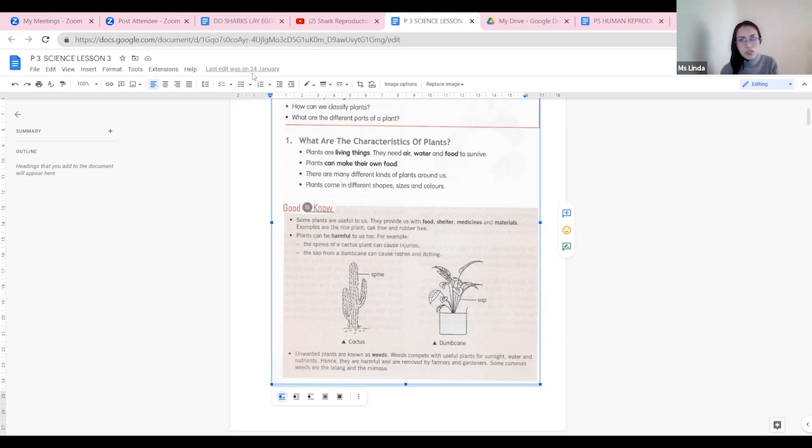Now the benefits of plants, I'm also going to highlight this. Basically, they give us food, shelter, medicines, and materials. They provide us with all of the above.